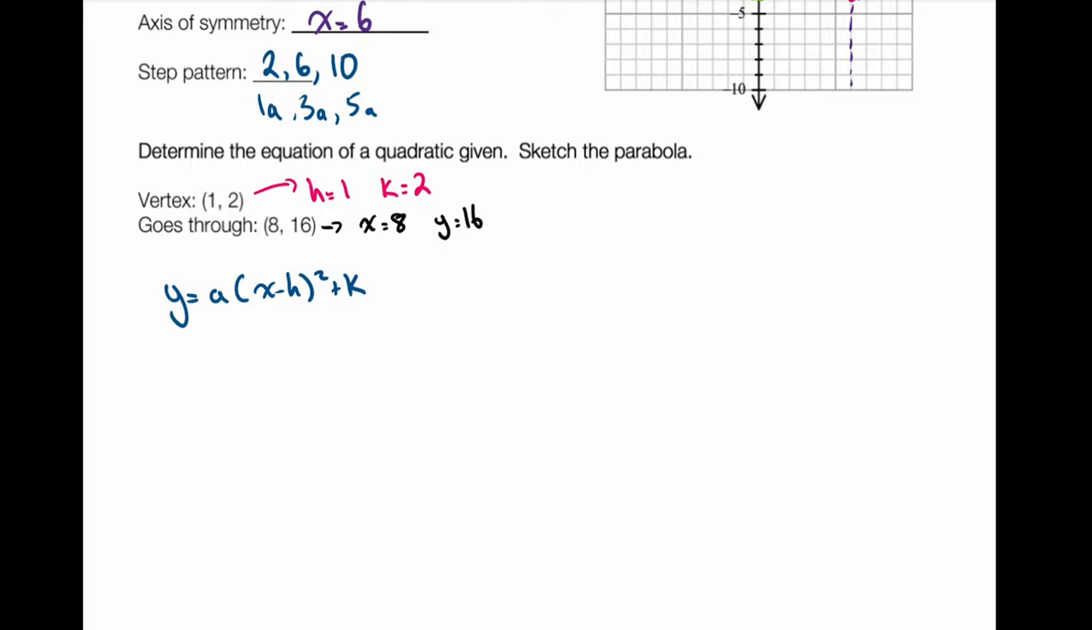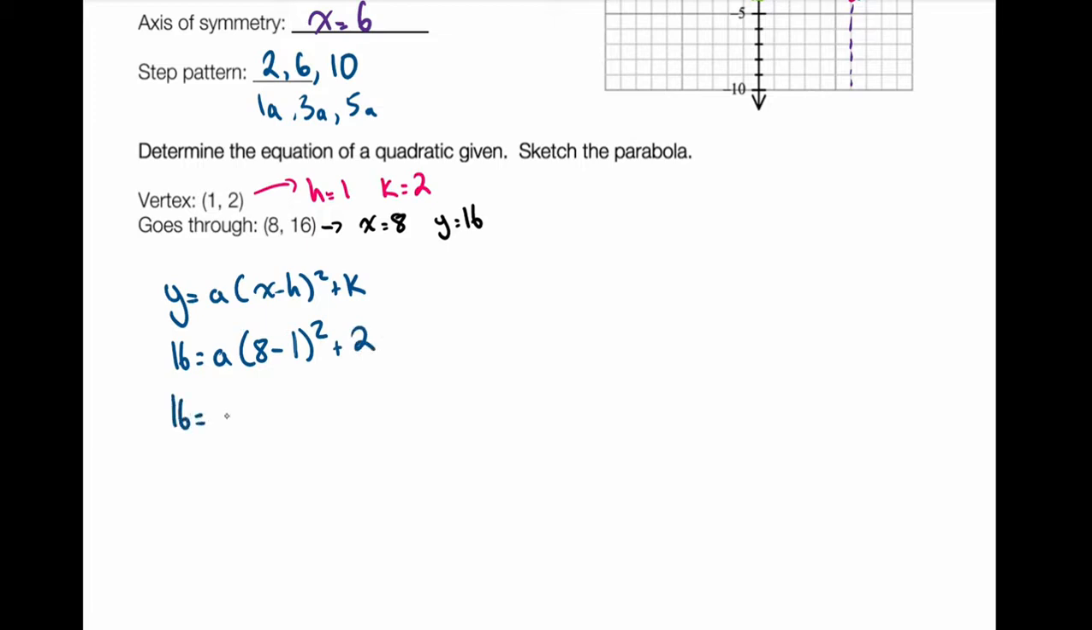It's not given to us. So as long as we can fill in all the other variables, we can use algebra to solve for that a value. So in this case, we have 16 equals a, x is 8 minus h, which is 1, squared plus 2.